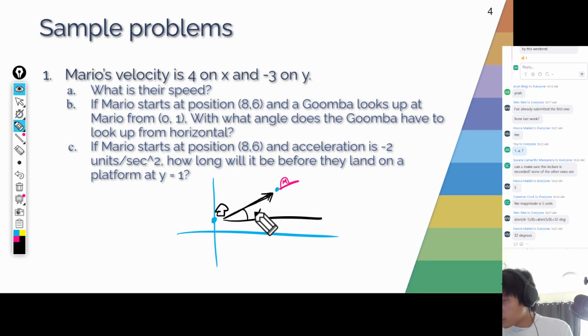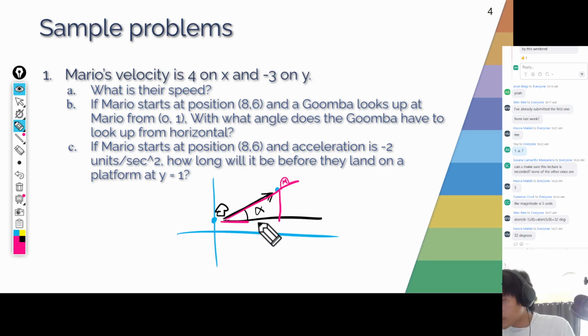All right, let's just call that alpha. So it's A for angle, alpha. Okay, so what angle does the Goomba have to look up from its horizontal? Part of the key here is we have two steps. First of all, we have to make a triangle. Then we can figure out the angle of that side from that triangle. So how do we get this triangle?